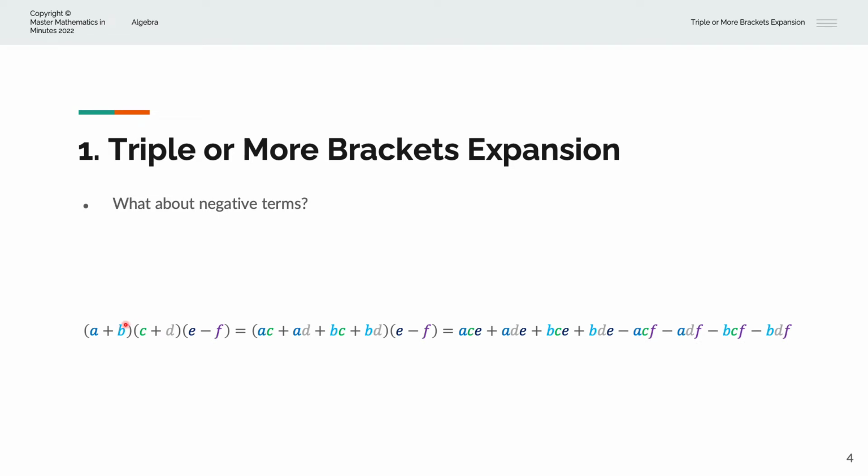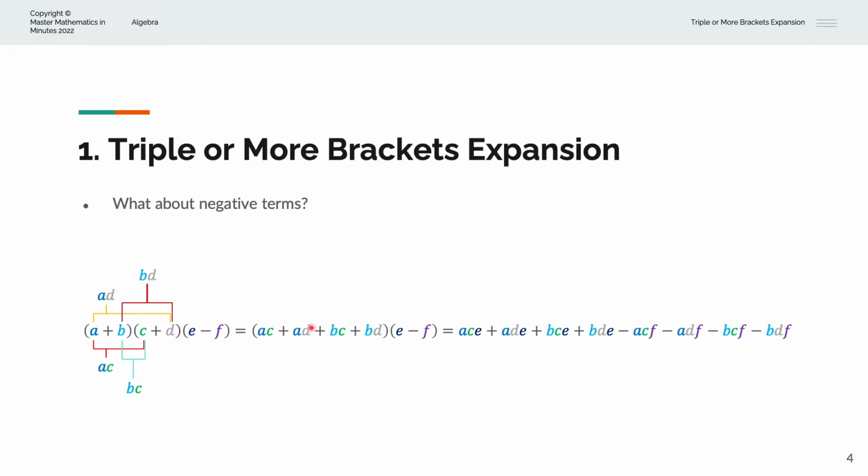So we have 3 brackets, (a + b) multiplied by (c + d) multiplied by (e - f), with a negative sign here. So we'll expand the first 2 brackets as before, where we have ac, ad, bc, and bd as this expansion of the first 2 brackets. And we'll carry across (e - f). So we'll expand these 2 brackets now.